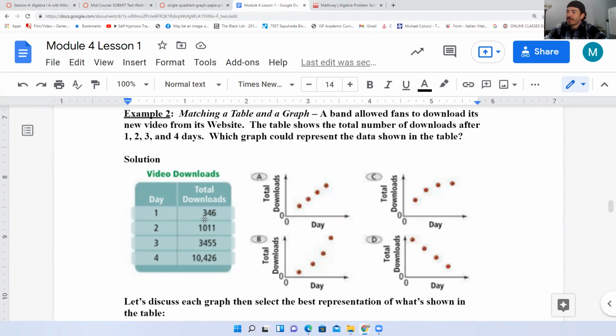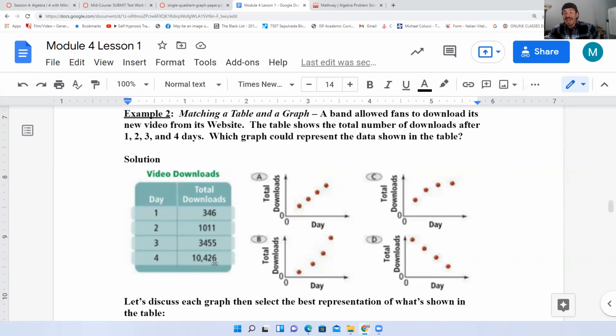So day 1, about 346. Day 2, about 1,011. Did it go up evenly? So if they had 346 on day 1, how many did they get on day 2? It says total downloads, so the 346 is included in this 1,011. If I take it away, it's about 600 something, right? 670 maybe. And then they got like 2,000 more.